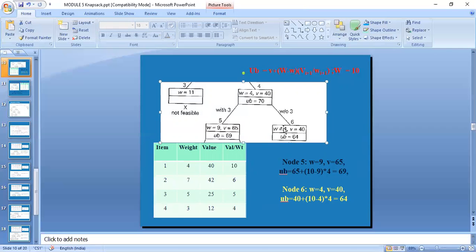Now we need to calculate the upper bound. The upper bound is calculated as the value 40 plus the remaining capacity, 10 minus 4, because the current weight is only 4. So 4 into, what is the ratio of the next item? It is 4. So (10 minus 4) into 4. 10 minus 4 is 6. 6 into 4 is 24. 24 plus 40 is 64. Getting it?